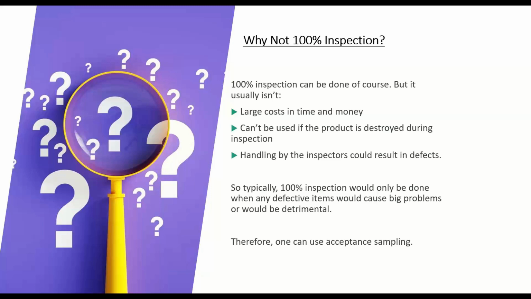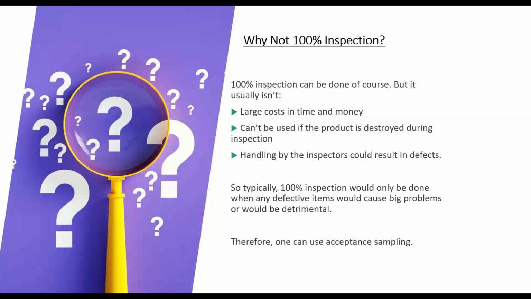So typically 100% inspection would only be done when any defective items would cause big problems, when you have very, very high risk, or something that's defective is really going to hurt somebody. Right. And there are different risk levels. And as we know in process and quality control and quality management, it is very much based on risk levels.